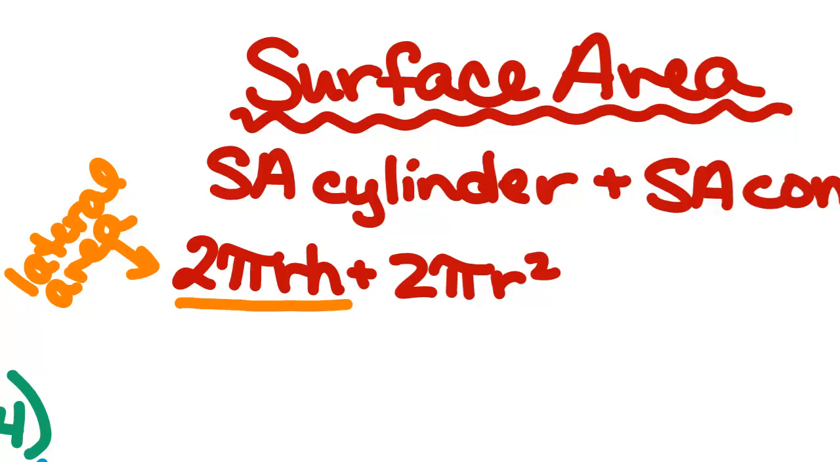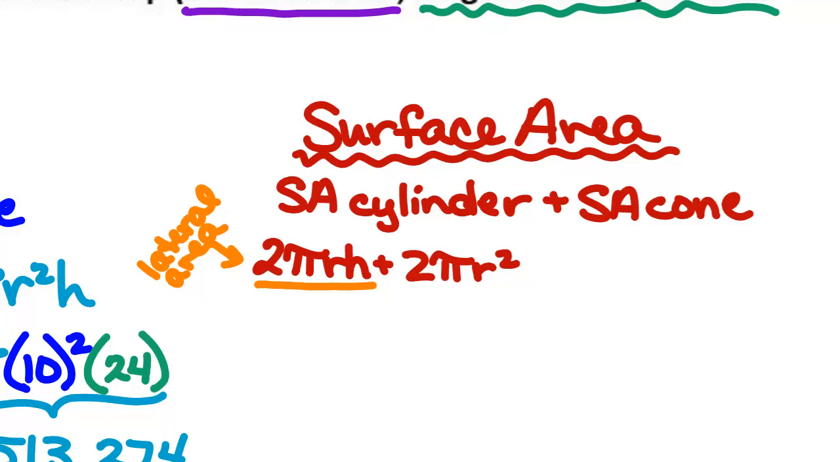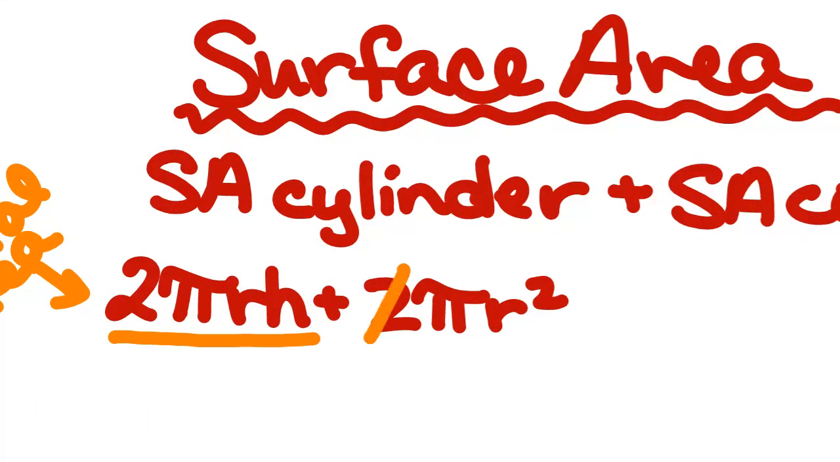Are both of the bases here exposed to the air? Would they be covered with paint if I was going to paint this object? Are any of the bases on the surface of this object? One of them, the bottom. Like if I were to paint this whole object, I would paint the bottom. I'm not going to paint the top of the cylinder because that's glued to the bottom of the cone. So do I need both bases? No. Only one base.